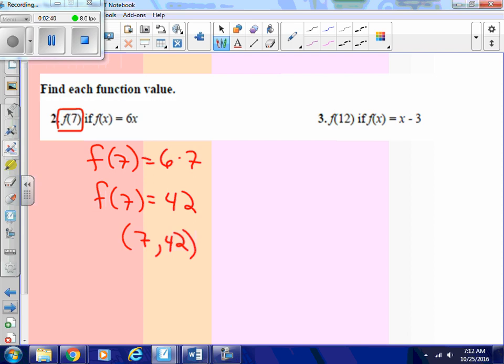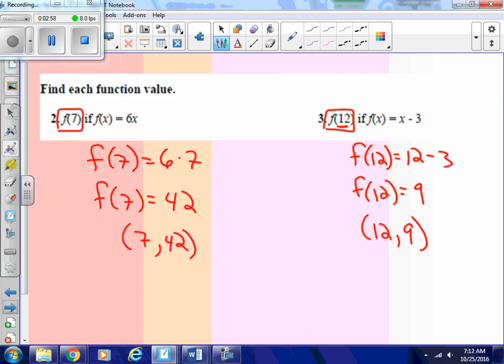We're finding f of x equals x minus 3 when we plug in a 12 for x. So f of 12 is equal to 12 minus 3. F of 12 is 9, which is the ordered pair 12, 9. When we plugged in 12 for x, 9 is what we got for y.